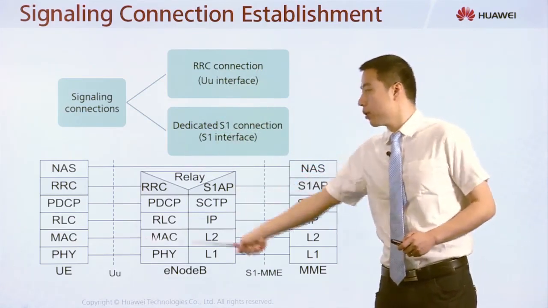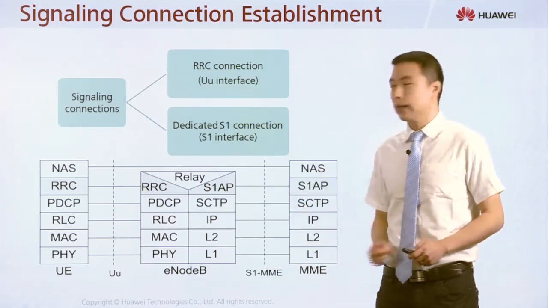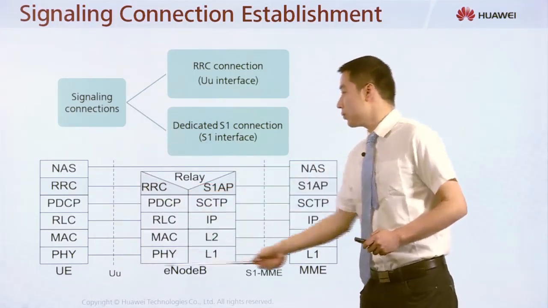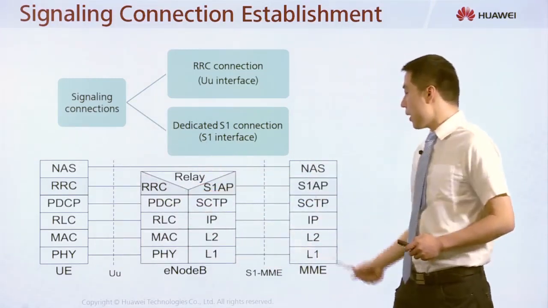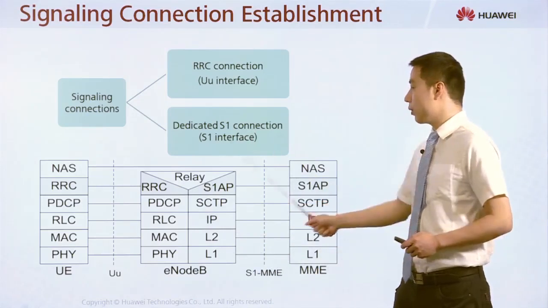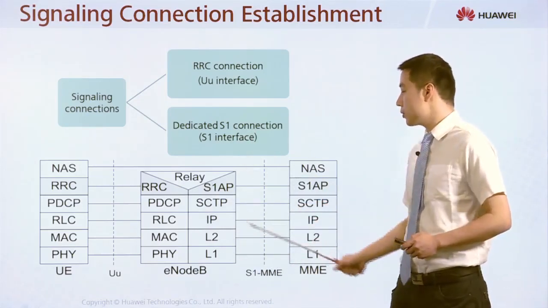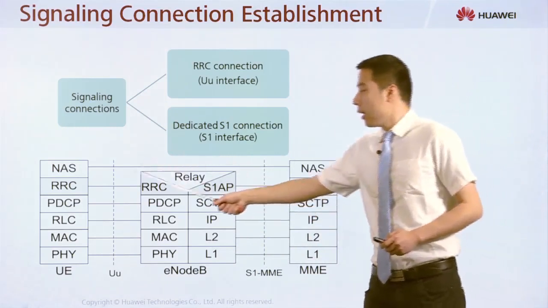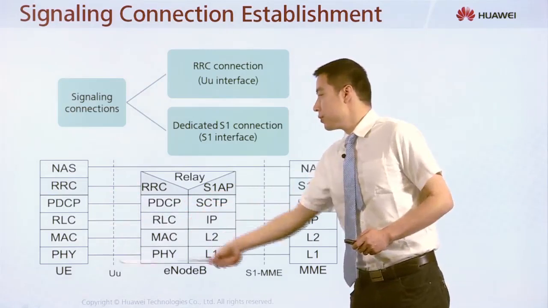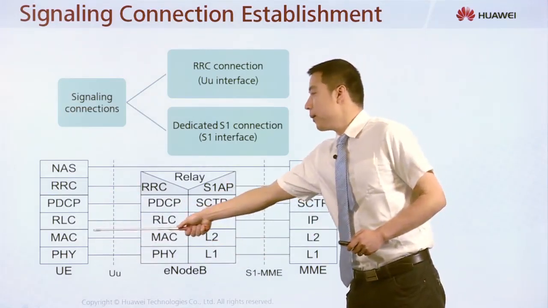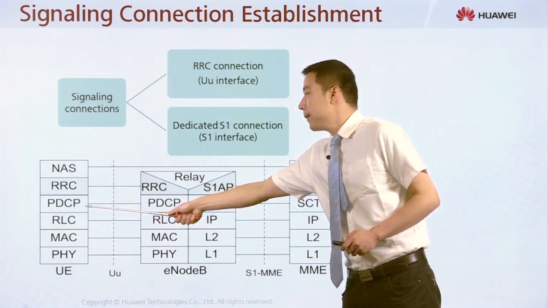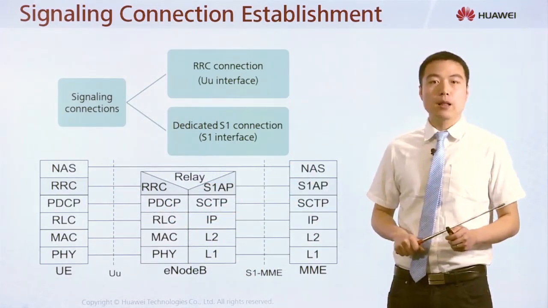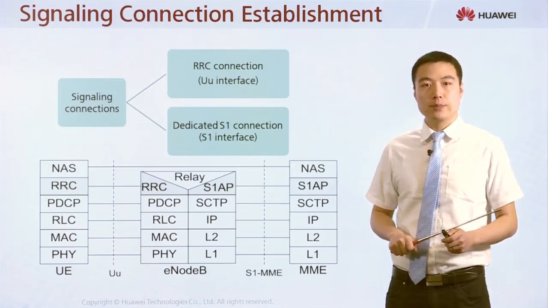And this is the protocol layers for the control plane. In the Uu interface, we have its protocols. In the S1 interface, we also have different protocols. The S1 interface protocols are based on TCP/IP. But for the Uu interface, all of these protocols, physical layer, MAC layer, RLC layer, PDCP layer, and RRC layer, are all defined by 3GPP. They are totally different from the TCP/IP structures.